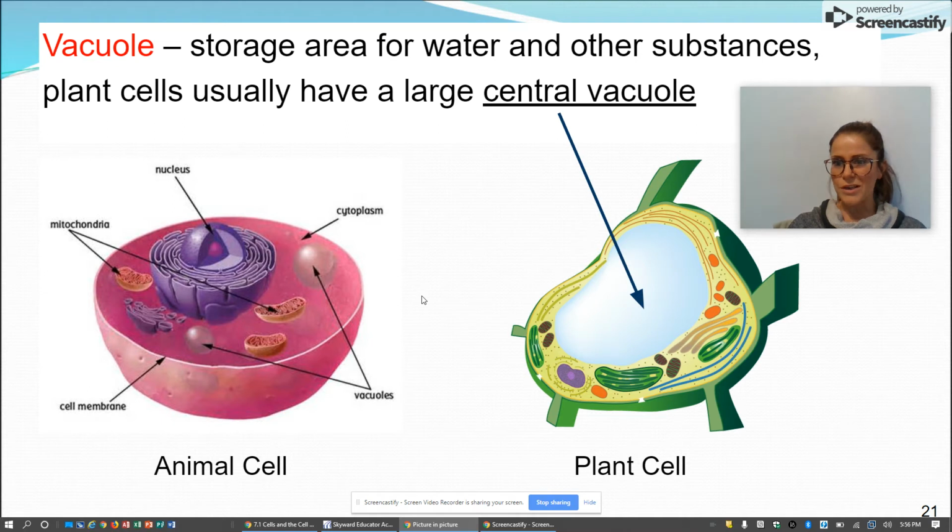So on a test, I would never ask you which one's the vacuole on a picture unless I included a definition, because there's no way you're going to be able to tell this vacuole from a different vesicle or anything along those lines. So just keep it in mind. But in a plant, I could definitely ask you what the structure is, because it's very distinguishable from the others.